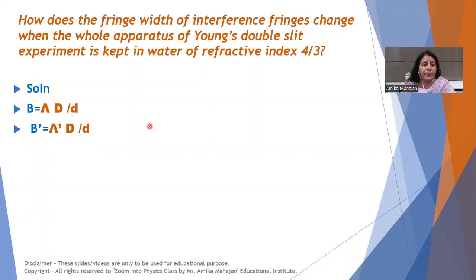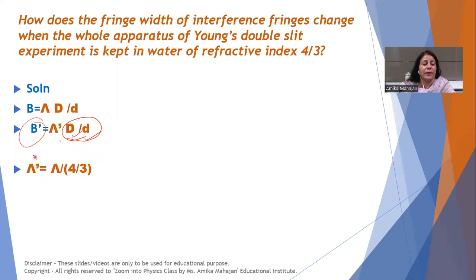With change in medium, wavelength changes. So lambda dash will be lambda by n, where n is the refractive index. So the new fringe width will be lambda dash into capital D upon small d. There is no change in these two values. Why? Because as it is, the apparatus is immersed in water, now only the medium is changing.